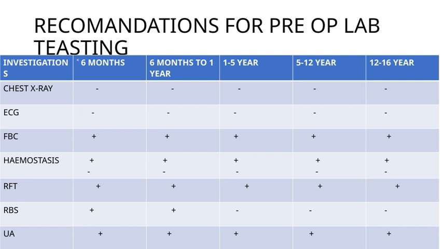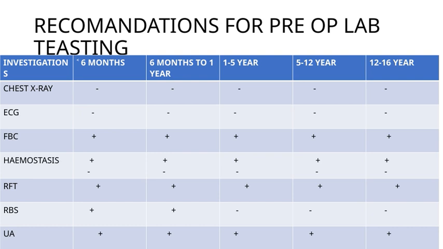Renal function tests, or RFTs, are advised across all age groups, which makes sense because kidney function can impact anesthesia and medication management. RBS, or blood sugar levels, are important especially in infants and young children, with testing recommended up to 1 year and again in the older age groups, highlighting the need to assess metabolic status preoperatively. Finally, urinalysis, or UA, is also recommended across all age groups, emphasizing the importance of screening for urinary tract infections or other abnormalities that could complicate surgery.